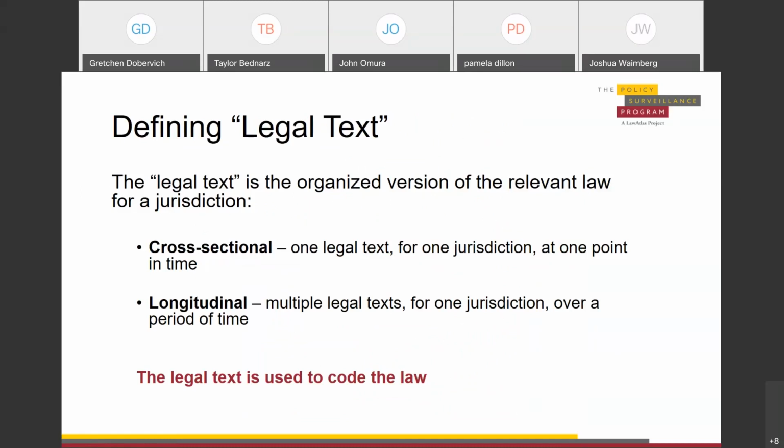For longitudinal projects, it becomes slightly more complicated, as there are multiple legal texts for each jurisdiction, as we are collecting the legal text for the one jurisdiction over a period of time. The amendment tracker is a document that helps us in this process of going from master sheet to longitudinal legal text, and we're going to discuss that. The legal text is the final document that is used to code the law. The legal text is the universe that we use to code the law based on the questions that we've developed in our previous question development step.